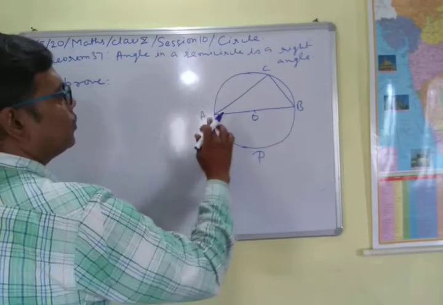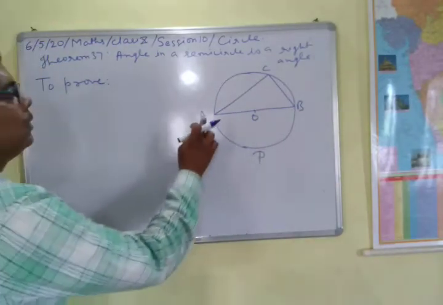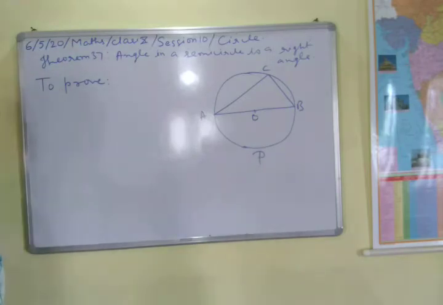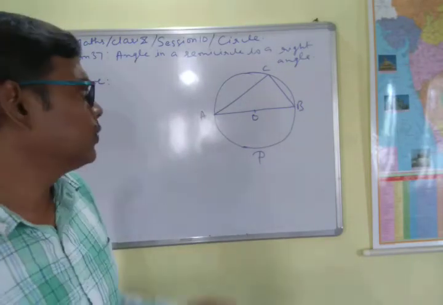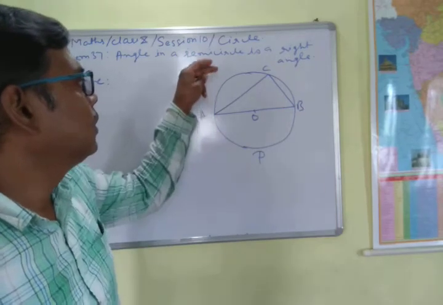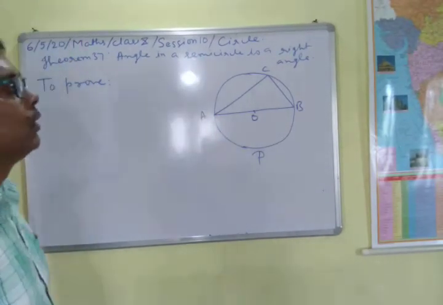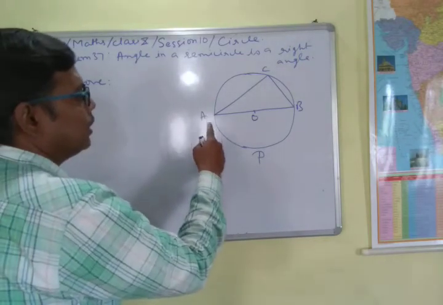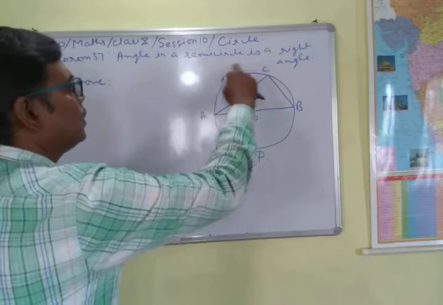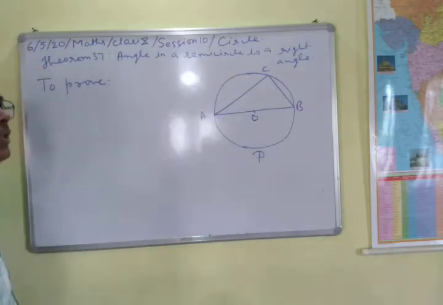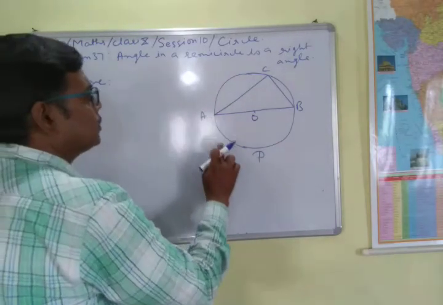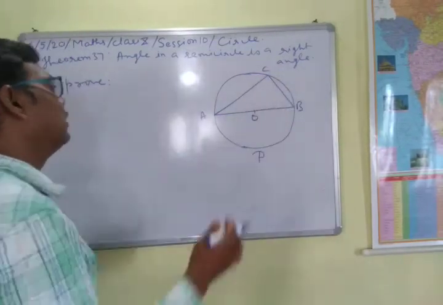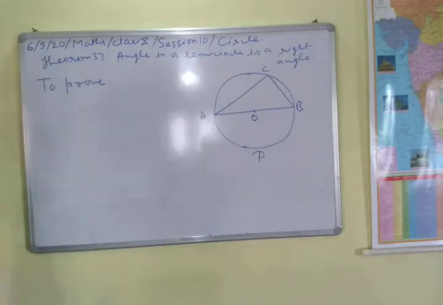Because AB is the diameter, this arc will be a semicircle. Semi means half. So the upper part and the lower part are both equal, each is half. Or you can say this arc is equal to this arc. That is why they are called semicircles. Semi means half. So this semicircle subtends angle C in the alternate segment.